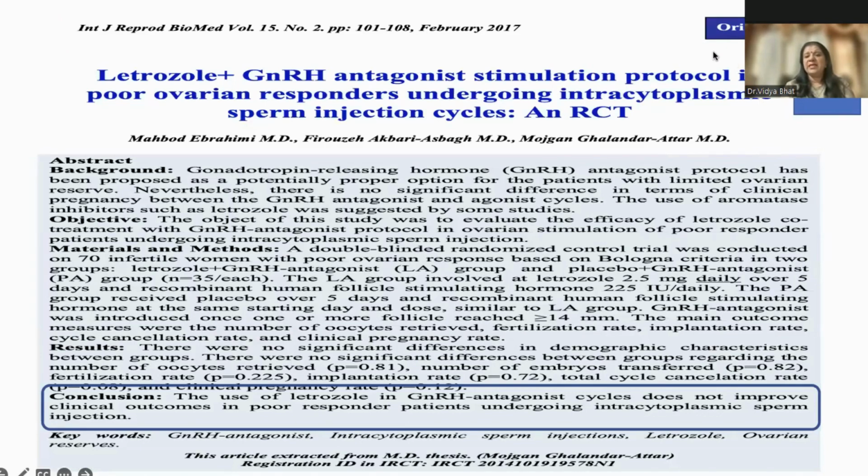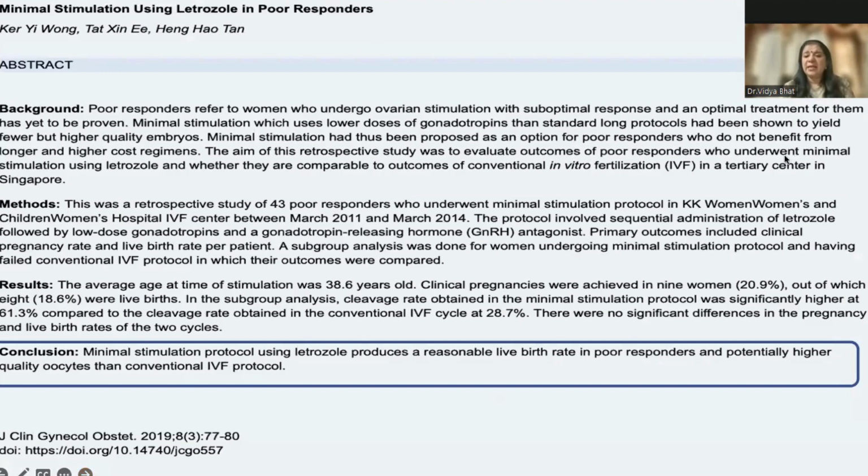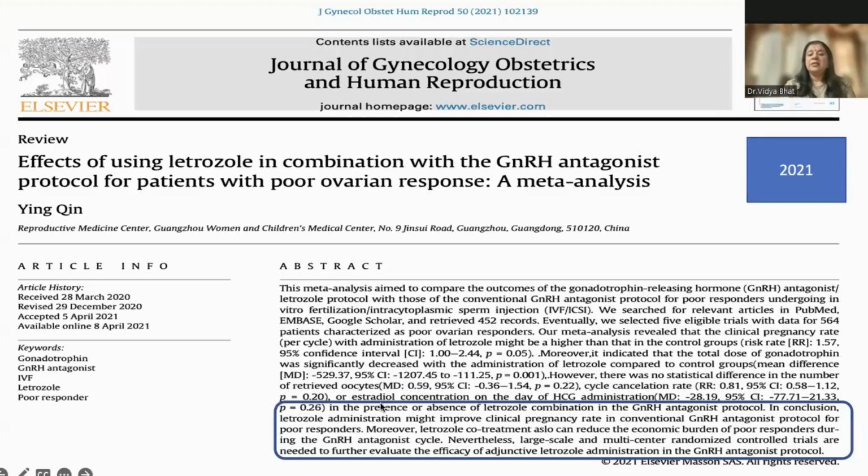So this is the 2017 article. They said there is no good with letrozole, so we will have to not give letrozole. Then there was another paper which came in 2019. They said when minimal stimulation was given with letrozole, it produced a reasonable live birth rate in poor responders and potentially higher quality oocytes than conventional IVF protocols. Then in 2021, they said, no, it is very good. It is good for poor responders. A meta-analysis was given.